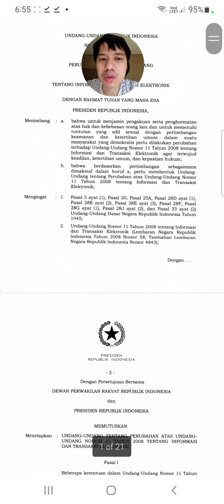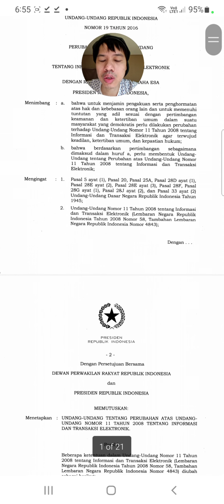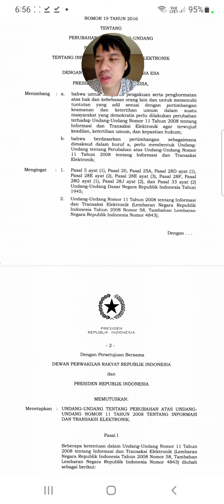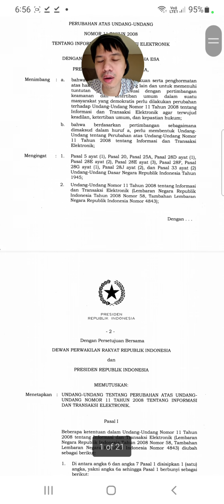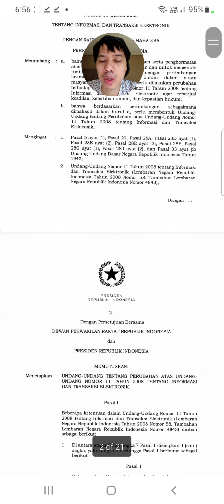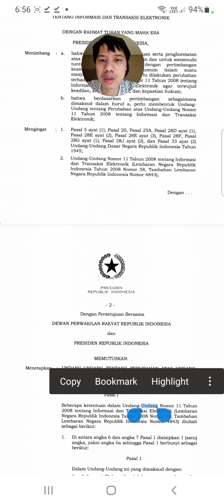The previous constitution needs to be renewed in order to achieve justice, public order, and law certainty. What do you call it? Like law certainty. Okay, next. B, for the consideration in A, we need an update for the previous constitution about information and electronic transaction.